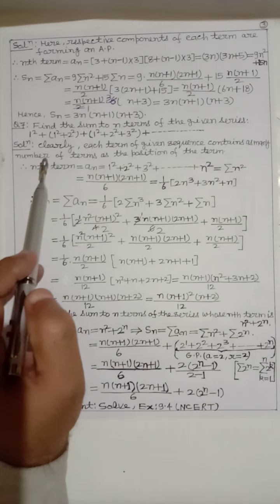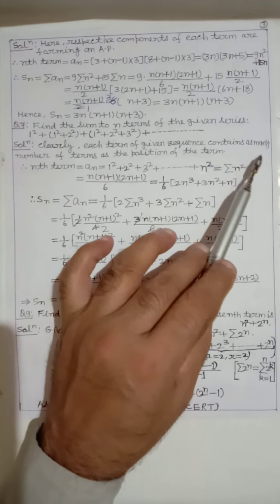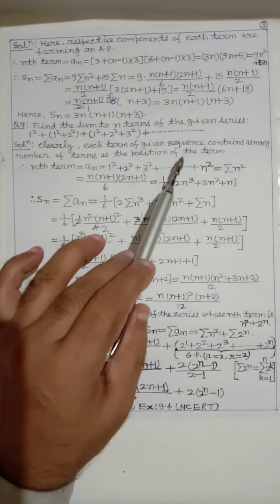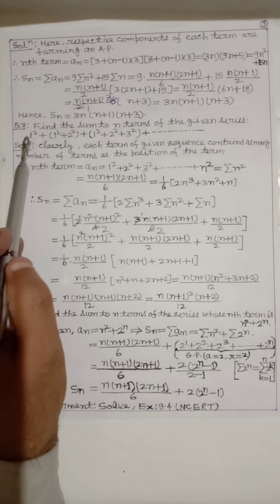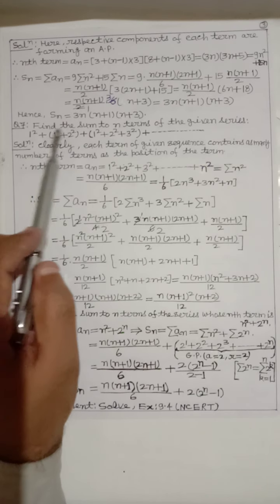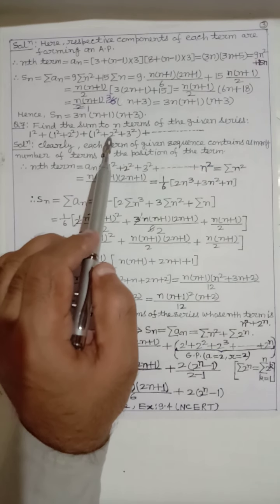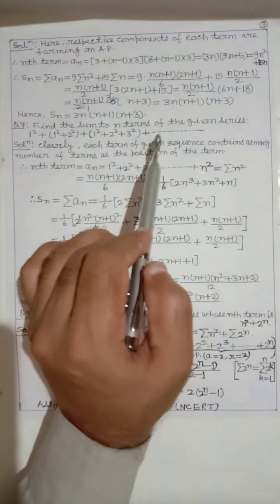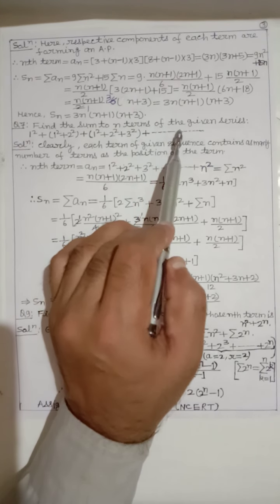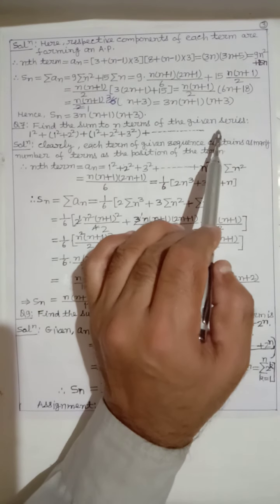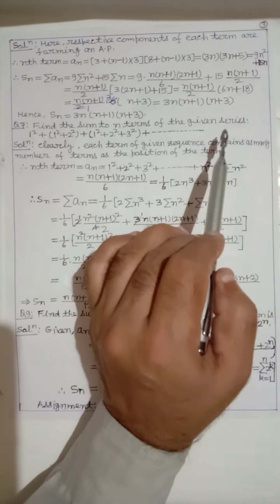To find the solution, dear students, clearly each term of the given sequence contains as many terms as the position of the term. Means this is the first position, so 1 square. For second, 1 square plus 2 square. For third, 1 square plus 2 square plus 3 square. For fourth position, 1 square plus 2 square plus 3 square plus 4 square. And for nth position, we get 1 square plus 2 square plus 3 square plus 4 square and so on plus n square.